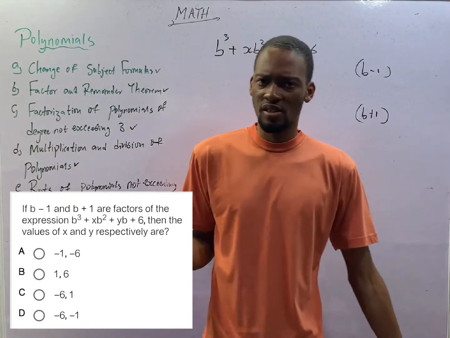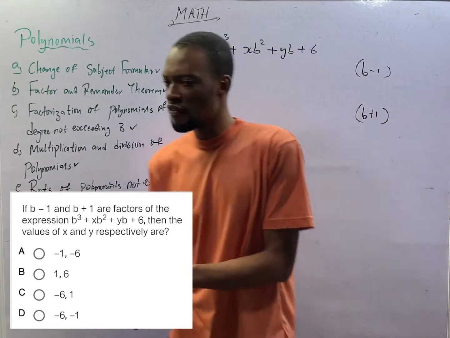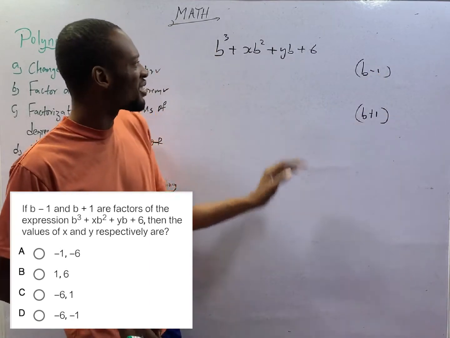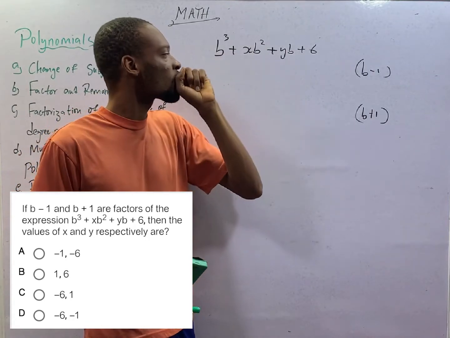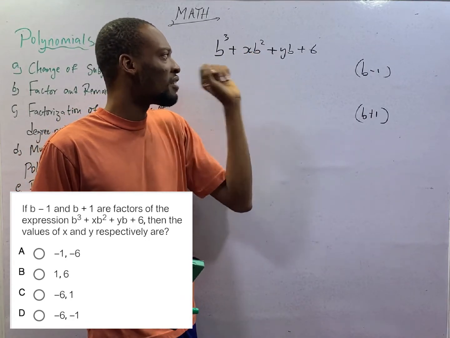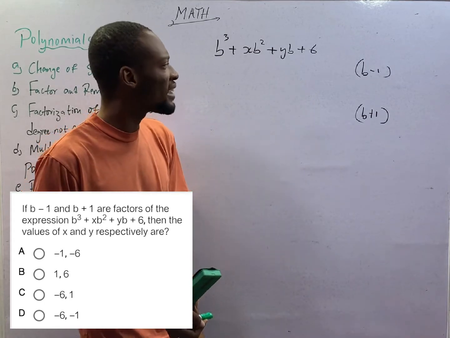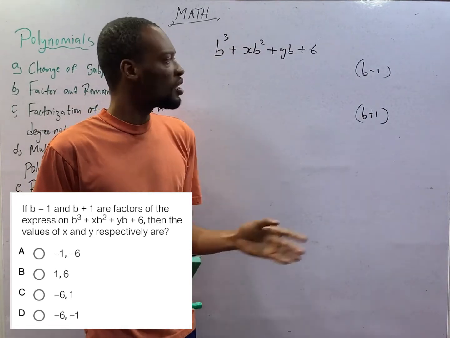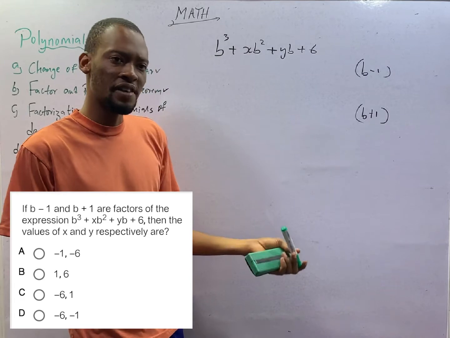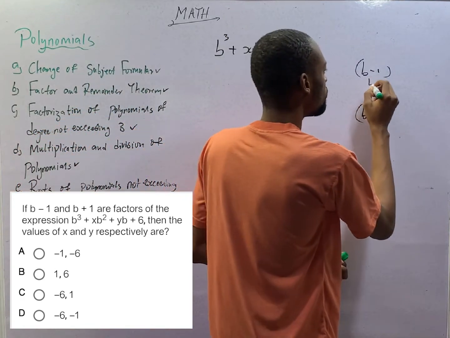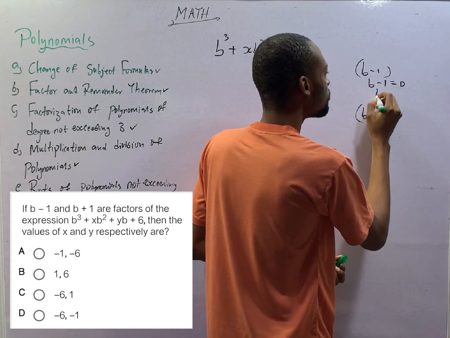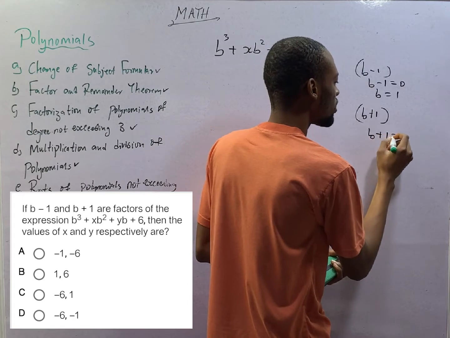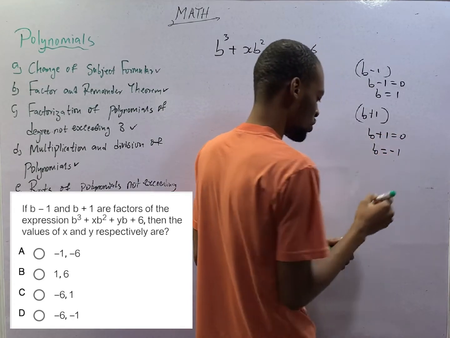Now think of something or remember something. We are told that b minus 1 and b plus 1 are factors of this polynomial. It means that if you substitute the value of b in this polynomial, you will get 0. For b minus 1, equating the factor to 0, b minus 1 is equals 0, so b is equals 1. For b plus 1 equals 0, it means b is equals minus 1.